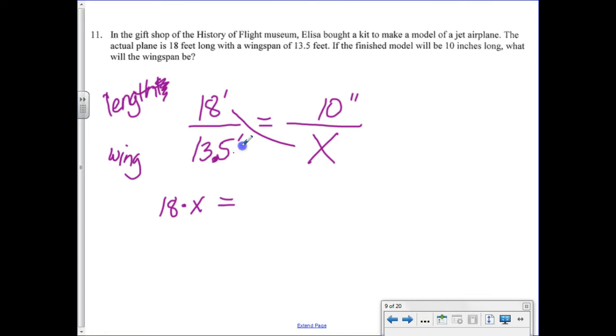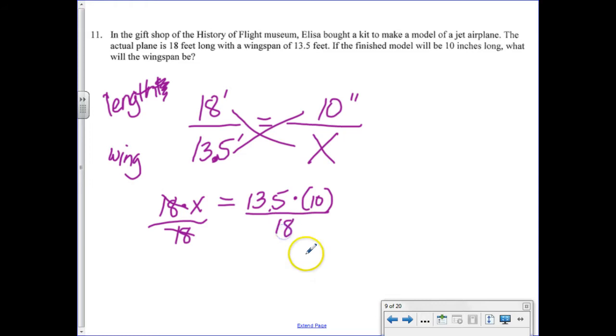18 times x equals 13.5 times 10. And then to figure out what that x is, the wingspan, I'm going to divide both sides by 18. All right, and in this one I'm definitely going to say, hey, thank you, guy that invented the calculator, because I don't think I'm in the mood to do all this by hand. I know that on top I get 135, but then I'm going to have to divide by 18, and you should end up with 7.5. Go back up, make sure you've got your label, feet.